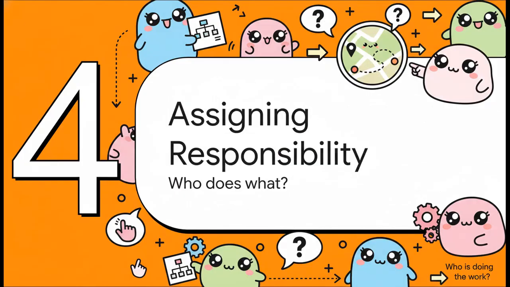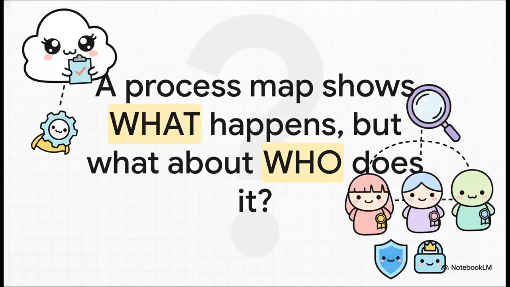So we're doing great. We know what happens in our process, we know when it happens, but there's still a giant piece of the puzzle missing from our map. Who is actually doing all this work? Right? I mean, a process map that doesn't have clear owners is just a recipe for confusion and finger pointing. So how do we build that accountability right into the diagram itself?